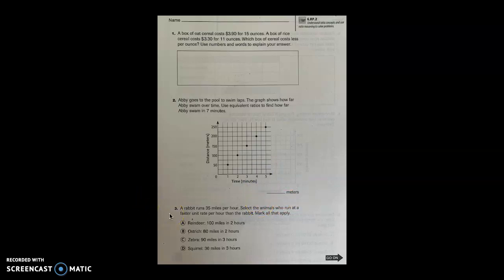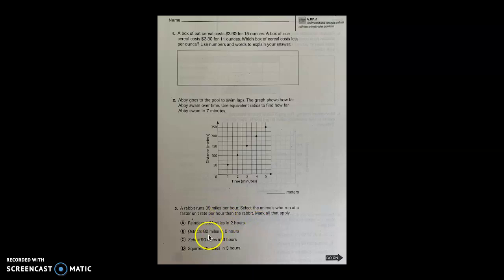Question number 3. A rabbit runs 35 miles per hour. That's the unit rate, 35 to 1. Select the animals who run at a faster unit rate. So again, we divide to find unit rate. So for A, you take 100 divided by 2 to get the unit rate for the reindeer and see if it is more than 35.